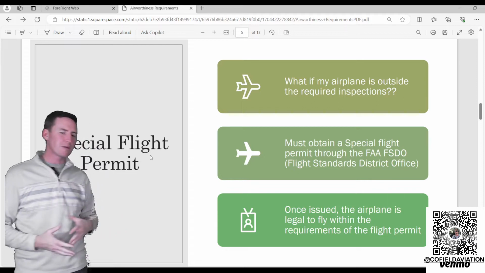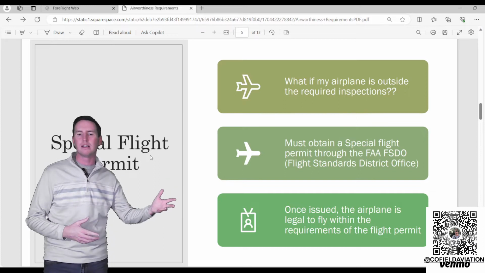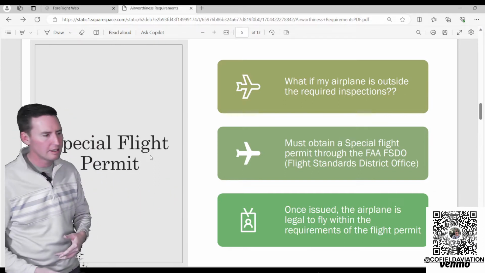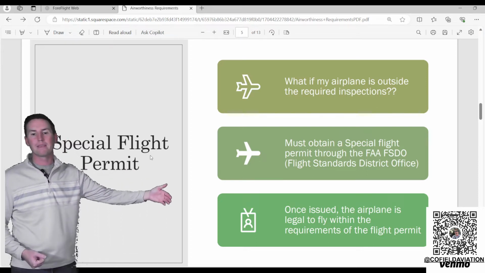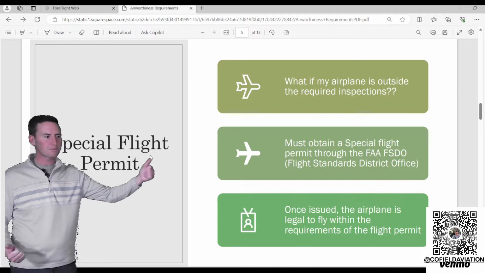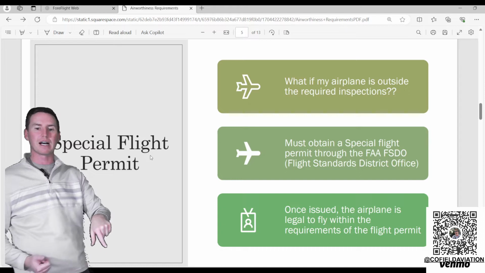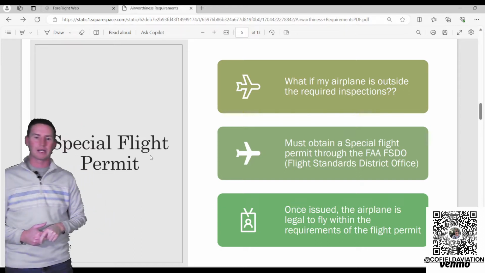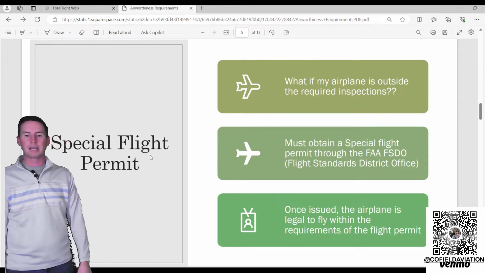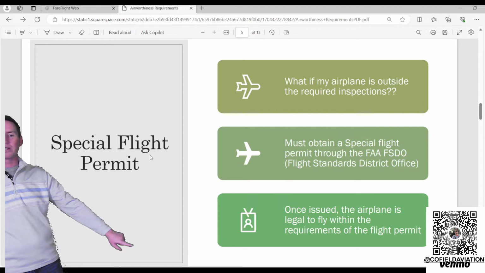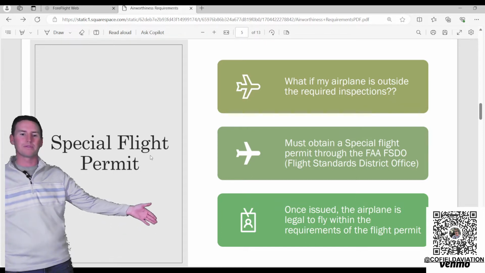So think about it from this perspective. The annual inspection is every 12 calendar months. Let's say January 15th of 2024 is when your annual was signed off. It's still good until the end of January, January 31st of 2025. But on February 1st of 2025, the airplane is not airworthy. Let's say bad weather happens. You were supposed to fly it to your mechanic, and it rolls around to February 1st and it's still sitting there, and February 1st is a beautiful day, and you want to fly it down to your mechanic.